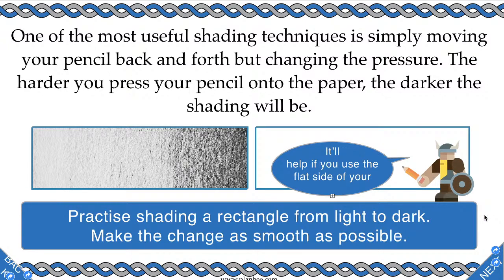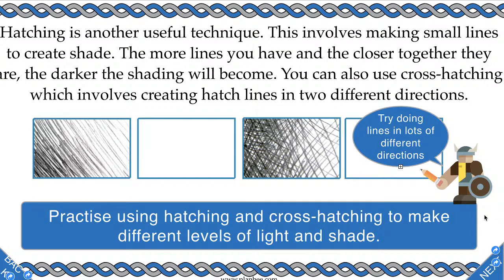Okay, so hatching is another useful technique. This involves making small lines to create shade. The more lines you have and the closer together they are, the darker the shading will become. You can also use cross-hatching, which involves creating hatch lines in 2 different directions. So there are different ways of shading there.